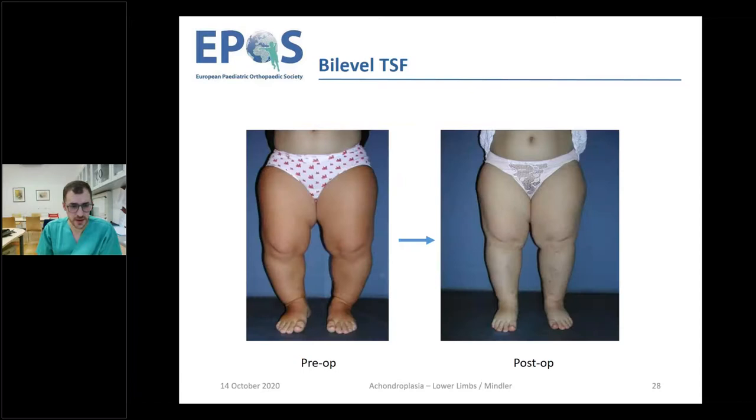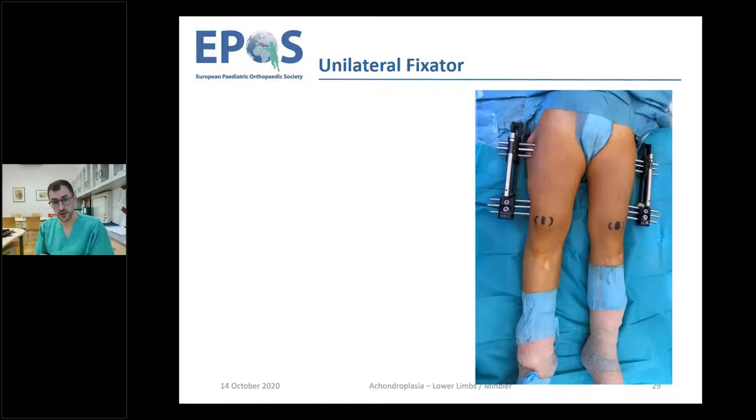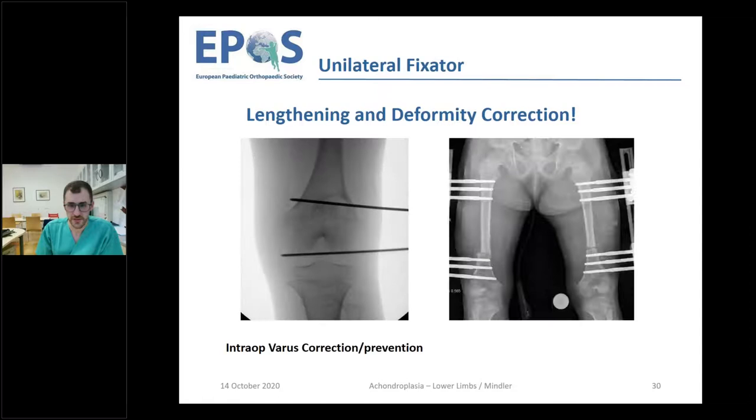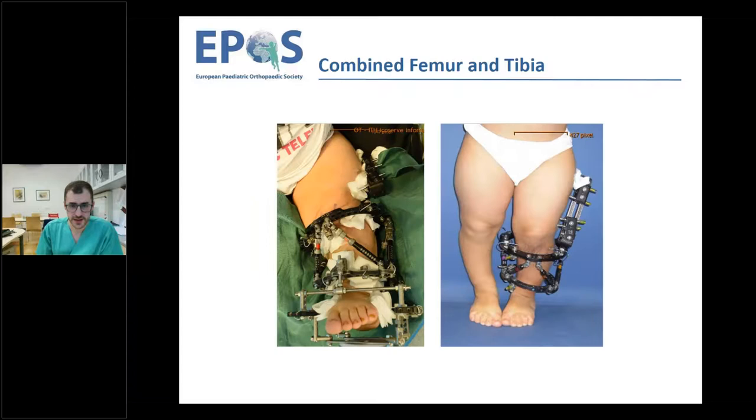This is a clinical example with two osteotomies to address the complex deformity, and this is the pre- and postoperative clinical picture. Another option is unilateral fixators on the femur, which allow bilateral lengthening, especially in obese patients, which is sometimes the case in achondroplasia. And we can also do some deformity correction with this technique. We can combine these techniques, unilateral and circular fixator.